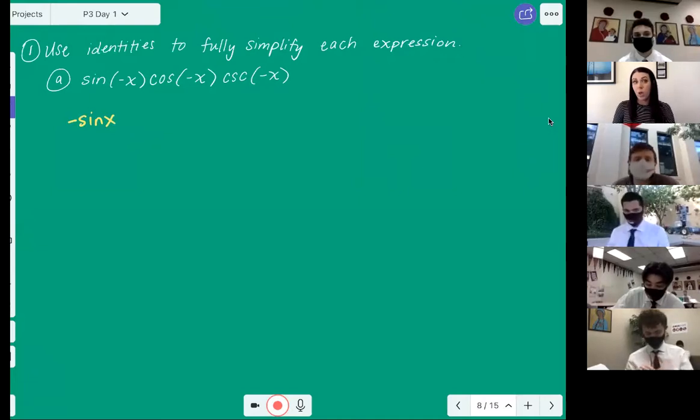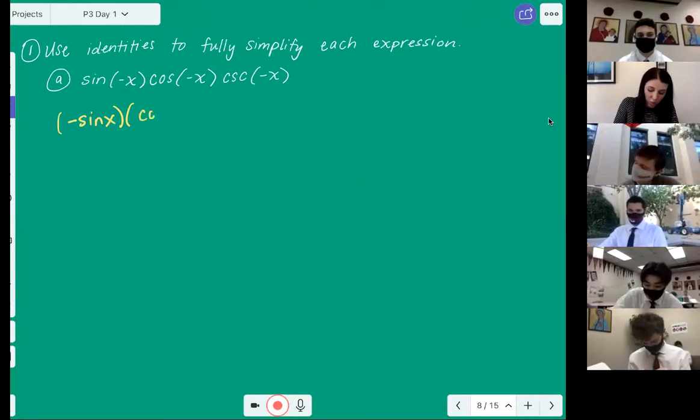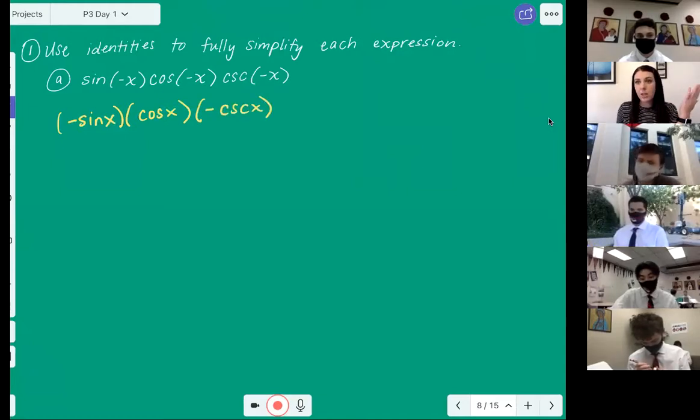Landon, we're going to stick with you. Cosine of negative x is the same as what? Negative cosine of x. Not quite. Cosine is even, right? So what's cosine of negative x? It's just cosine of x. It's just regular cosine of x. Perfect. Okay, how about cosecant of negative x? Cosecant is odd, so it's negative cosecant of x. Perfect. Excellent. So that's our first step that we could do to simplify this one.